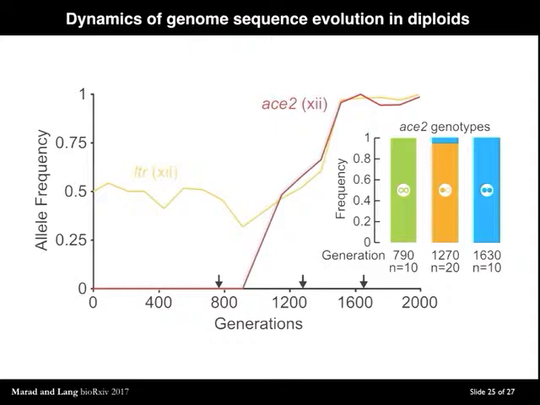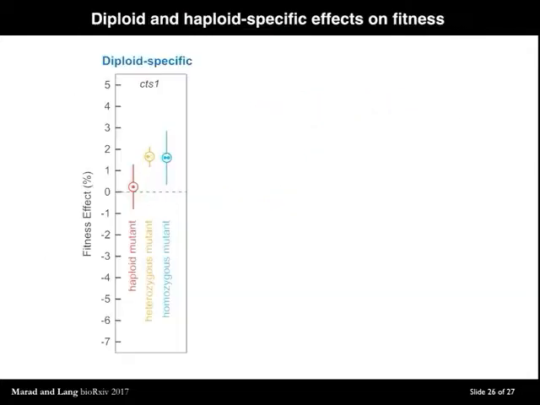We've also begun looking at some of the explanations for these diploid-specific and haploid-specific mutations that we see. This is the last point I want to make. We reconstructed some haploid-specific and diploid-specific mutations. CTS1 was diploid-specific. When we put it in a haploid background, there's no fitness effect, which explains why we don't see it in haploids.